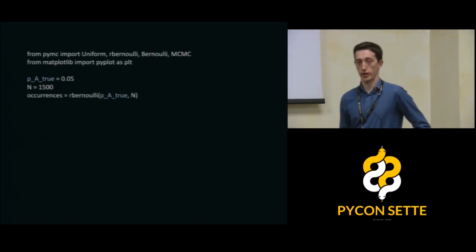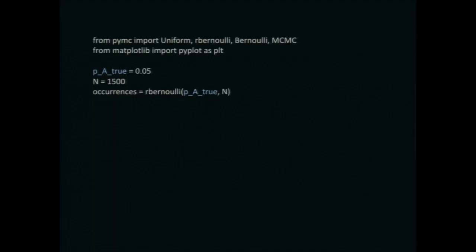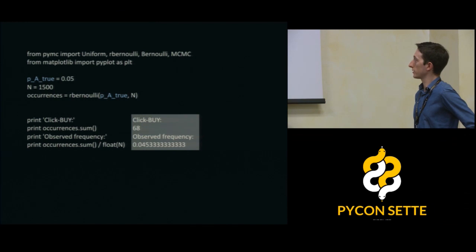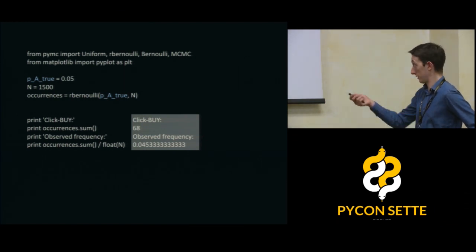OK, so first we just generate the data set. We set the true probability of buying something to 5% on page A, and there are 1,500 people. Here, this is just a function that samples a coin 1,500 times. The result is an array of ones where the clicking buy was done. So this is just an array, and we can see how many times it was clicked. In this case, there were 68 clicks, and the observed frequency is 4.5%. So quite close to the true value, but not exactly the same.